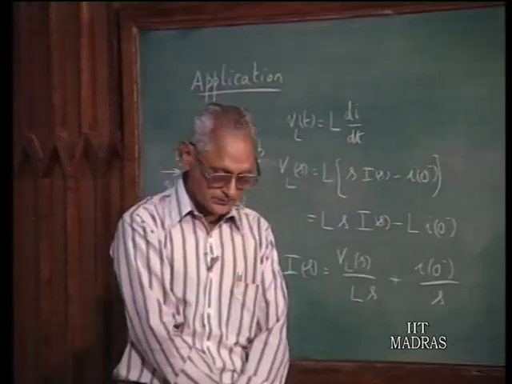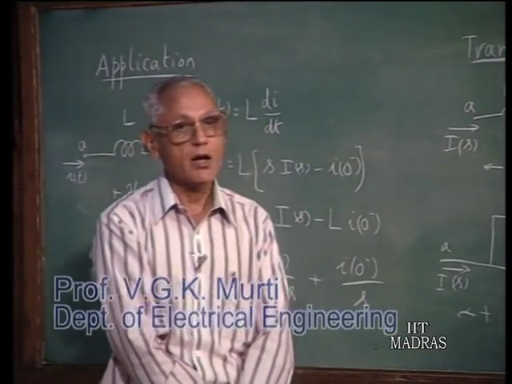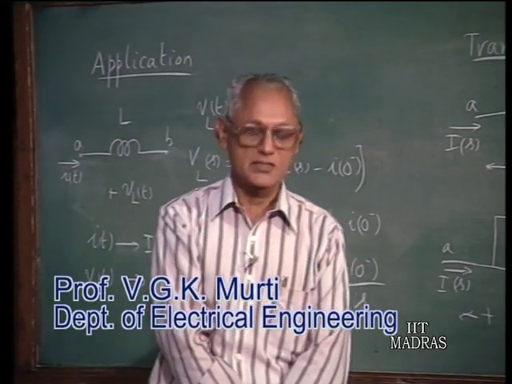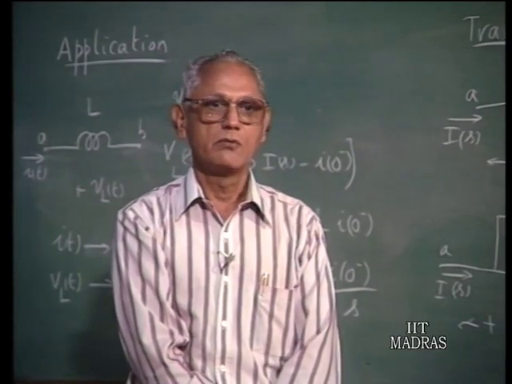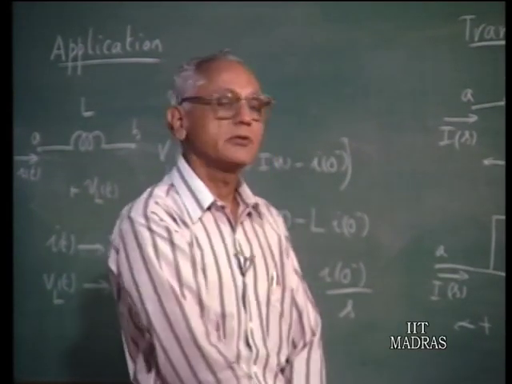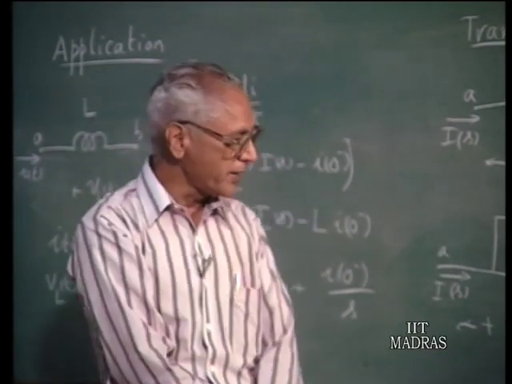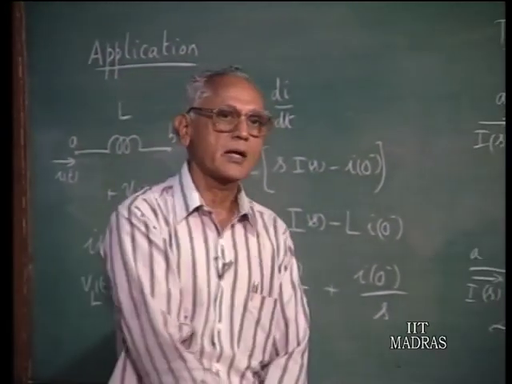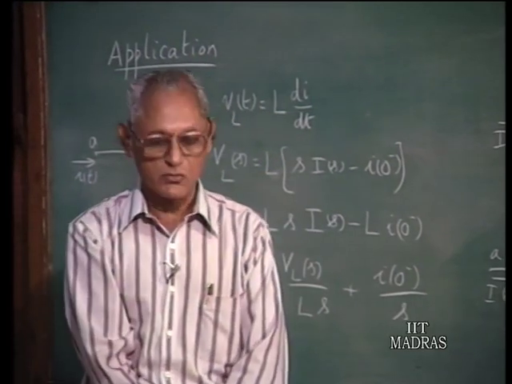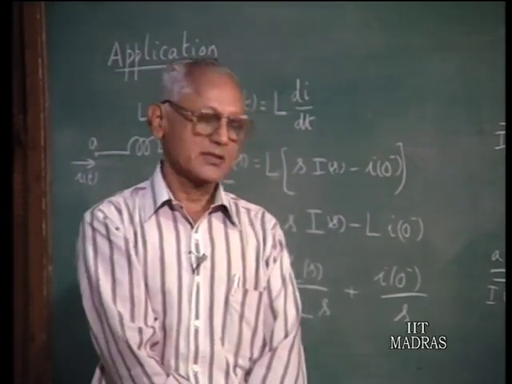In a similar fashion, we can give similar representations for a capacitor with an initial charge on that. That we will postpone to a later time. We will not do this in great detail at this point of time. Just as we have a generalized impedance L S for an inductor, for a capacitance it turns out that the generalized impedance is 1 over C S. We will do that later.